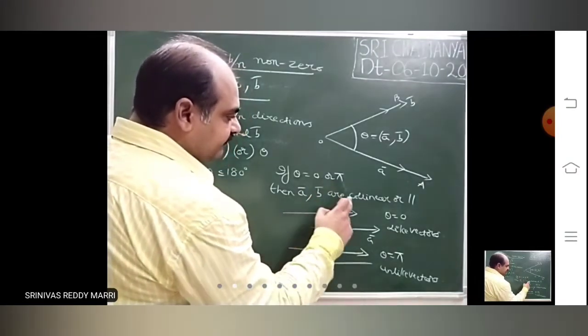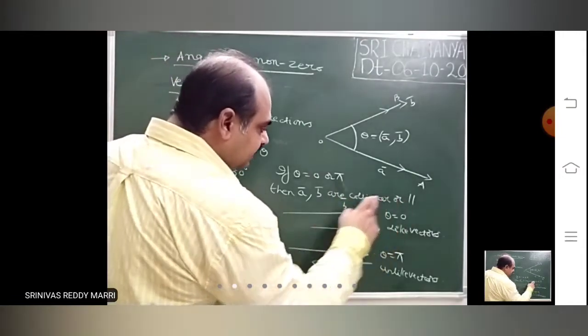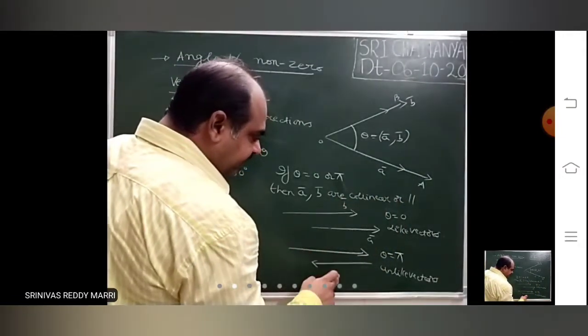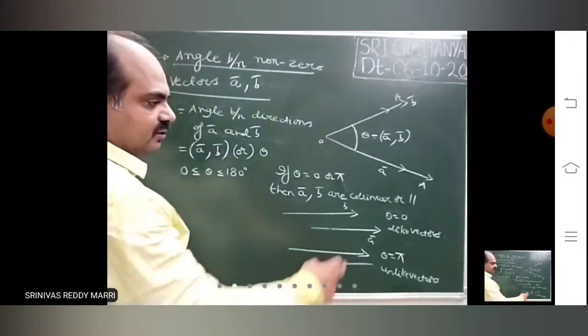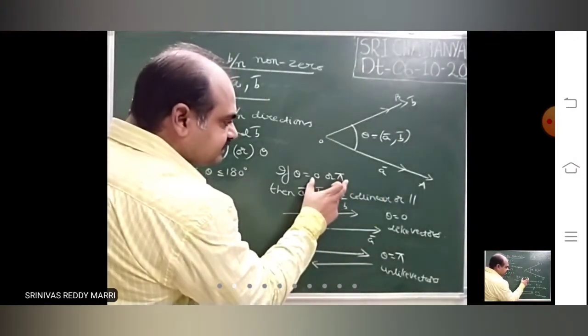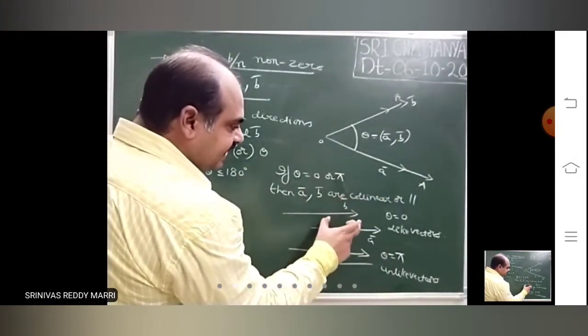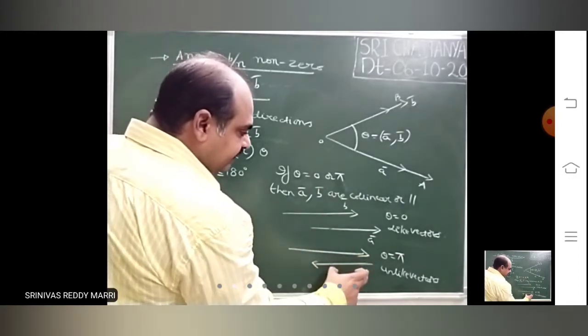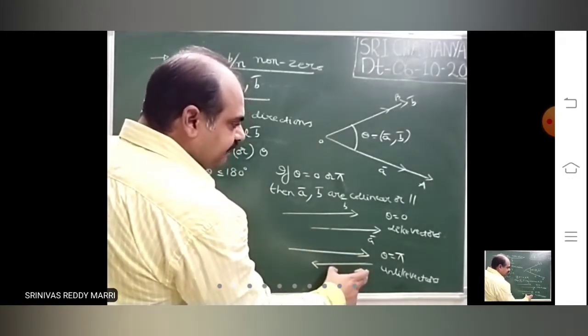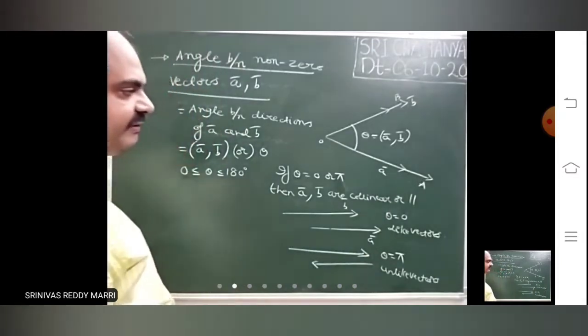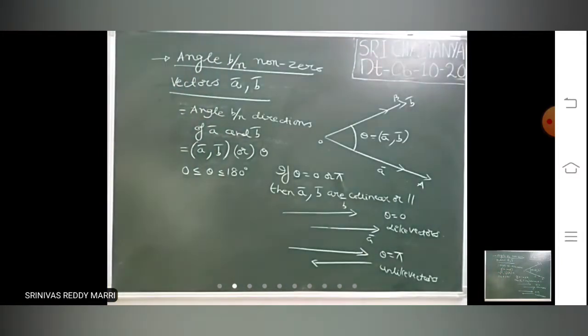So if they are collinear or parallel, it means their lines of action are parallel. So collinear or parallel means you must write 0 or pi. If they have the same direction, only 0. If they have opposite direction, only pi. Whenever collinear or parallel is given, you have to write both angles, 0 or pi.